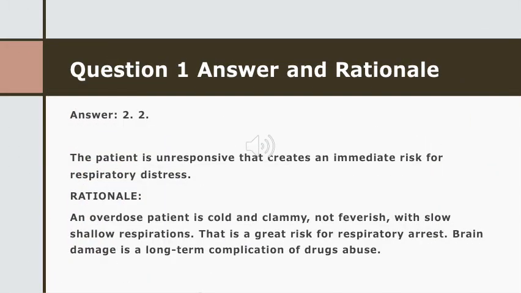Question 1, answer and rationale. Answer is 2 and 2. That is, the patient is unresponsive. That creates an immediate risk for respiratory distress. The rationale is an overdose patient is cold and clammy, not feverish, with slow, shallow respirations. That is great risk for respiratory arrest. Brain damage is a long-term complication of drug abuse.